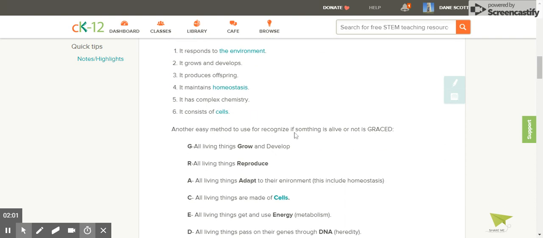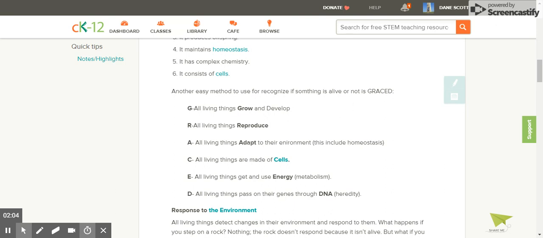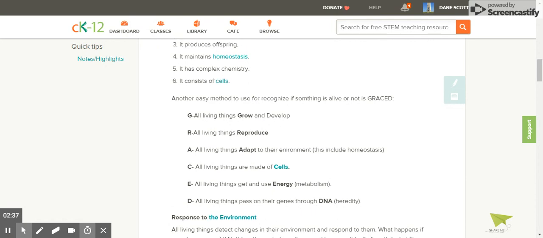Another easy method to use for recognizing if something is alive or not is this idea of GRAACE. You'll notice 6 characteristics here. So all living things grow and develop. All living things reproduce. All living things adapt to their environment. This also includes the homeostasis, so they're responding to stimuli. This is also one of those where we kind of lumped some together here. All living things are made of cells. All living things get and use energy. That's the metabolism or the complex chemistry. And all living things pass on their genes through DNA or heredity.